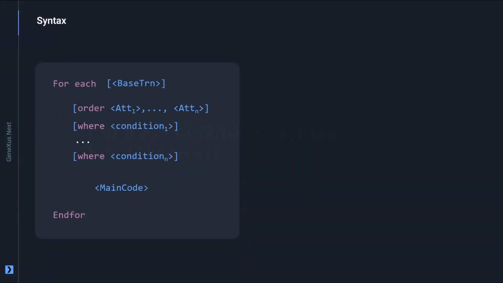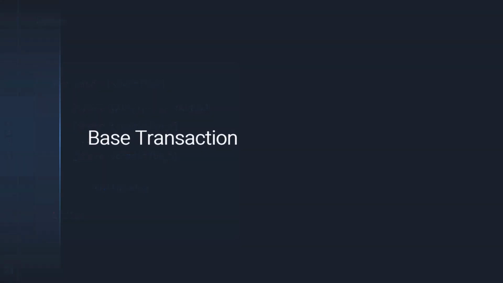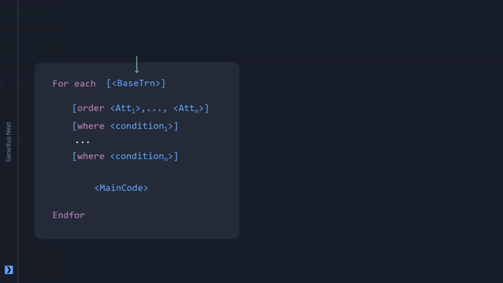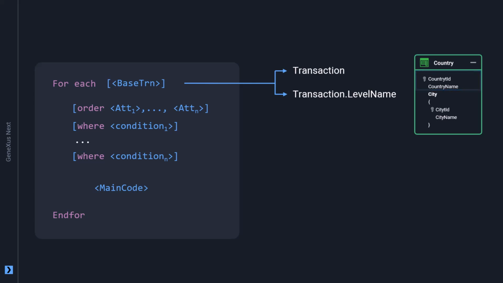Here we show the syntax of the for each command as we have seen so far. It accepts more clauses, but for now we will show only the ones we use. In the syntax, the square brackets indicate that this part is optional. It could be omitted. Thus, we could omit specifying the base transaction, order clause, or where clause. Here we specify which entity will be run through by the for each. By entity, we mean both a transaction and a sublevel of a transaction. For example, both country and country city.